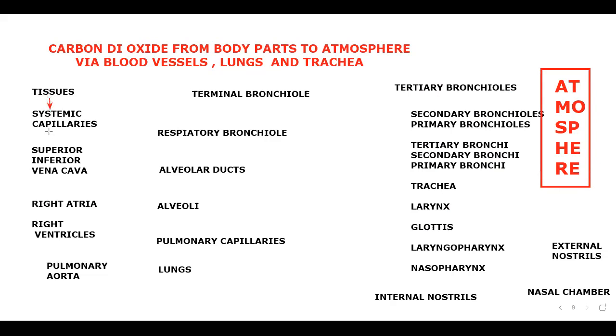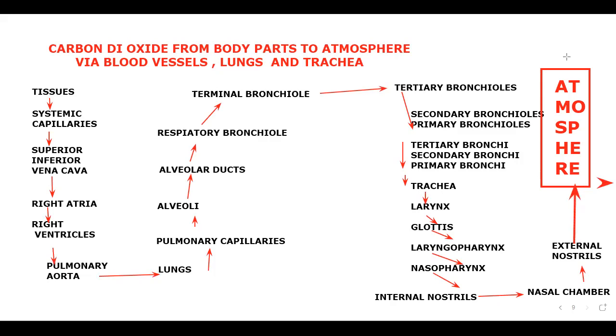So let me say once again: tissues to the systemic capillaries, to the superior vena cava, to the right ventricle, pulmonary aorta, then to the lungs, from the lungs to the pulmonary capillaries, alveoli, alveolar ducts, respiratory bronchiole, terminal bronchiole, tertiary bronchiole, secondary, primary bronchiole, tertiary, secondary, primary bronchi, then trachea, larynx, glottis, laryngopharynx, nasopharynx, internal nostrils, nasal chamber, external nostrils, finally reaching the atmosphere. That's it.